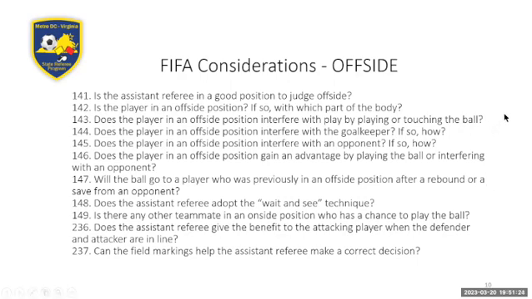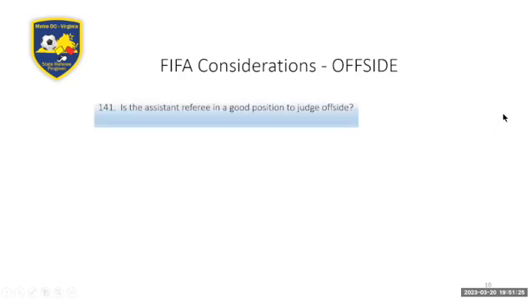So, George, can you give me the first one, please? Okay. Is the assistant referee in a good position to judge offside? Well, we've already mentioned several times in the brief that next to the last position, meaning next to the last defender or the ball, whichever is closer to the goal line, is the position that the AR has to be in. So if the AR is in that position, then he's in a good position to judge offside.